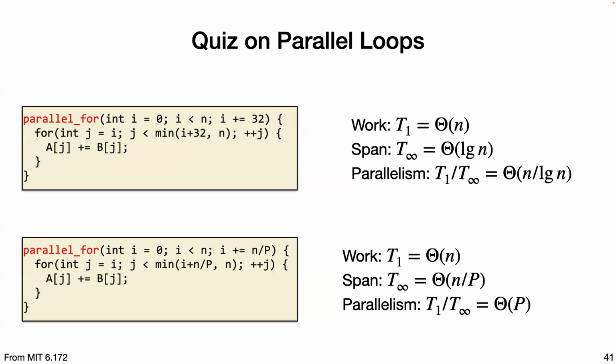And then the parallelism is now theta p, whereas if we instead cut it up by constant chunks, like here 32 is a large enough constant, then the parallelism would be a function of n rather than a function of p.